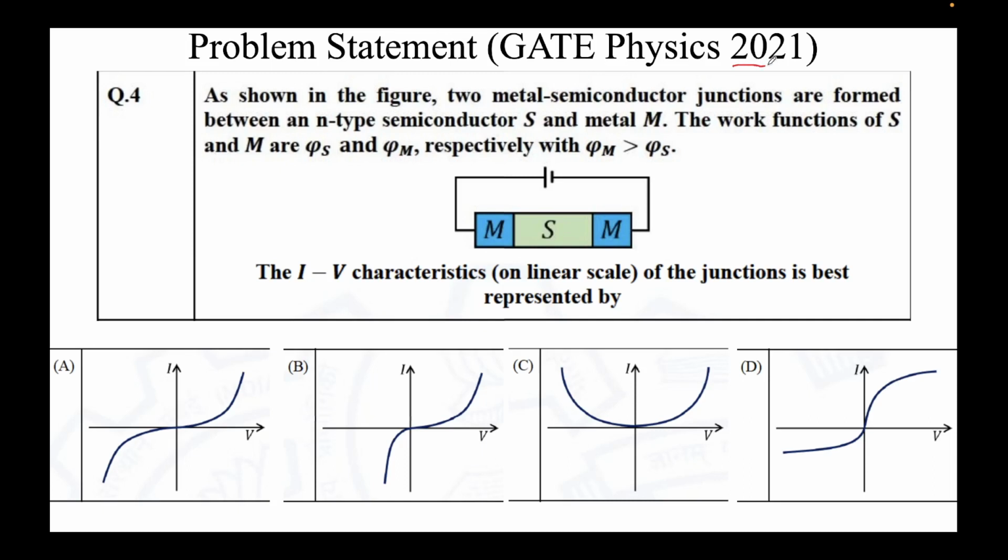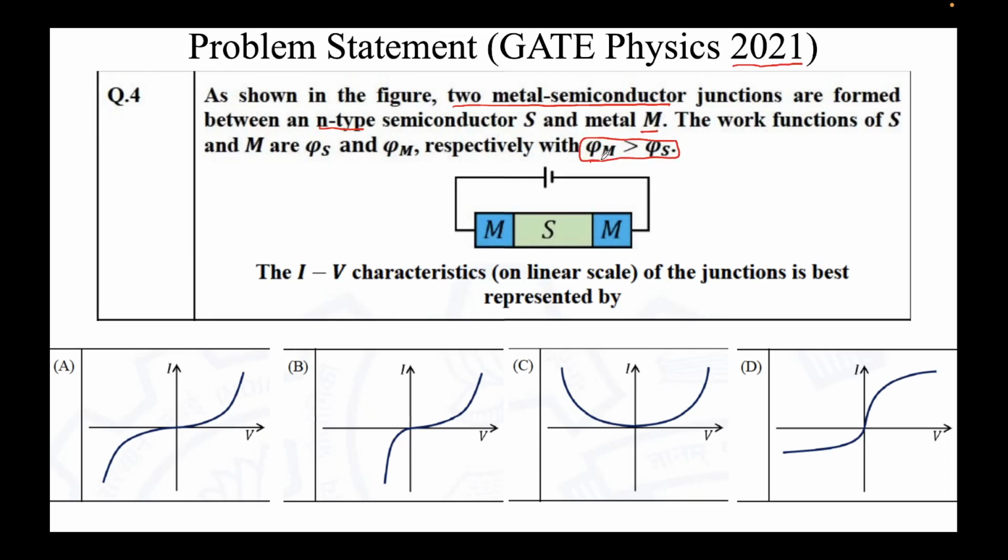The problem statement from GATE Physics 2021 paper reads as follows. As shown in the figure, two metal semiconductor junctions are formed between an n-type semiconductor S and a metal M. The work functions of S and M are phi S and phi M respectively, with phi M greater than phi S. And this is the diagram, this is the circuit that has been given to us.